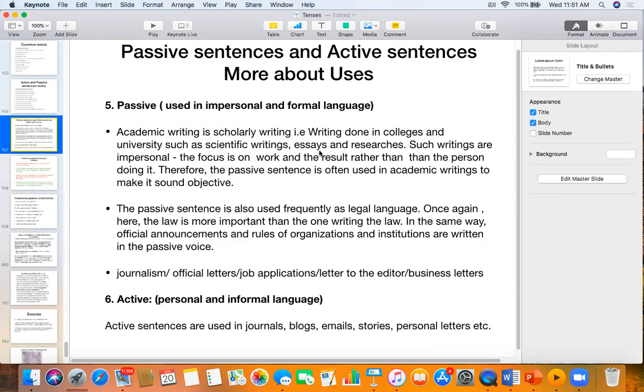Objective essays then. All right, so that's where you would see passive sentences being used. All right, now the passive sentence is also very frequently used in legal language. All right, again here the law is more important than the person who is writing or making the law.